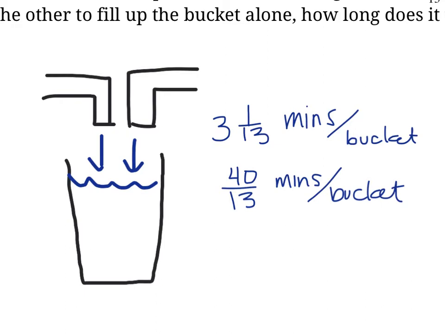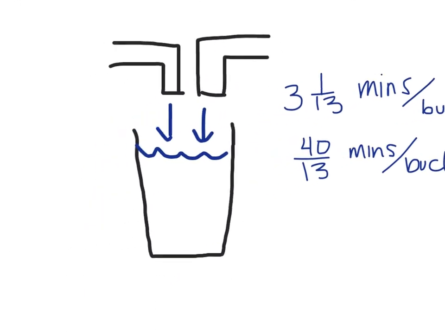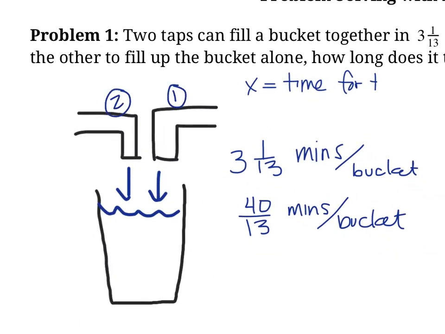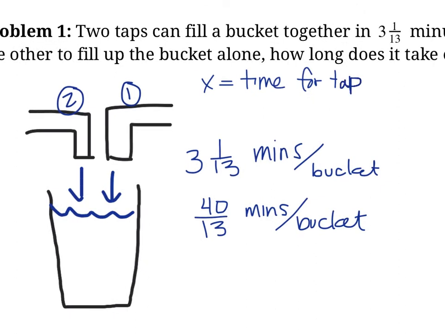So the question is, if the individual taps are running, how long would it take each of them to fill the bucket? Should it take a longer or shorter amount of time than the 40 over 13? The answer is each one individually should obviously take longer to fill, because only one tap is on at a time. So maybe a good way to start would be to define a variable. Let's call it x, and let x be the time for tap 1 to fill the bucket. We'll call this tap 1 and this tap 2 arbitrarily.